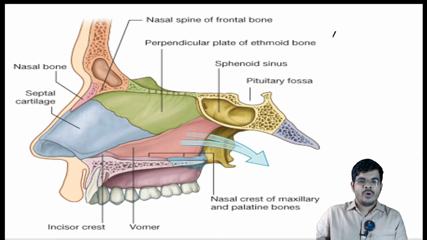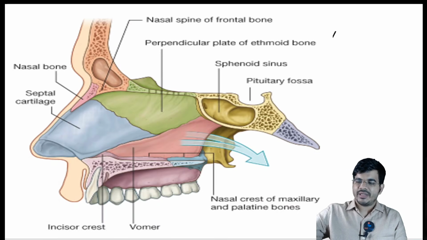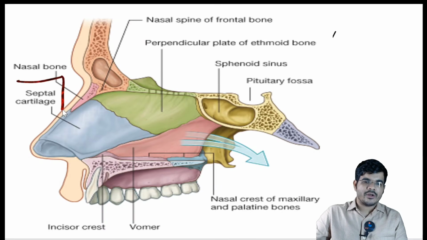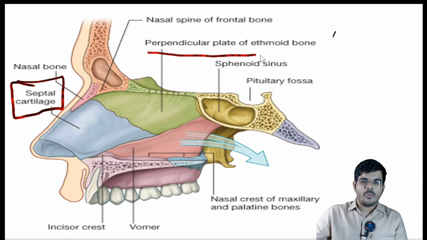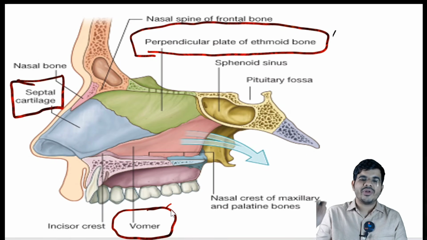What are the parts of the septum proper? The septum proper is formed mainly by the cartilaginous septum, that is the quadrilateral cartilage that you see here. This is the major part of the septum proper. Along with that you have got bone posteriorly: the perpendicular plate of ethmoid and the vomer. If you are asked to name the three main structures which form the nasal septum, these are the three main structures.